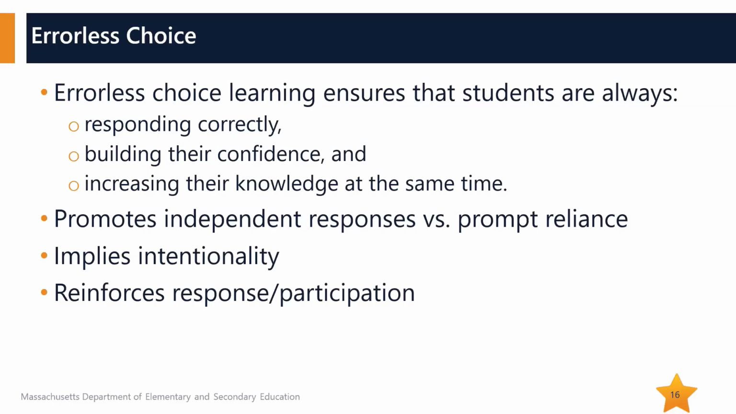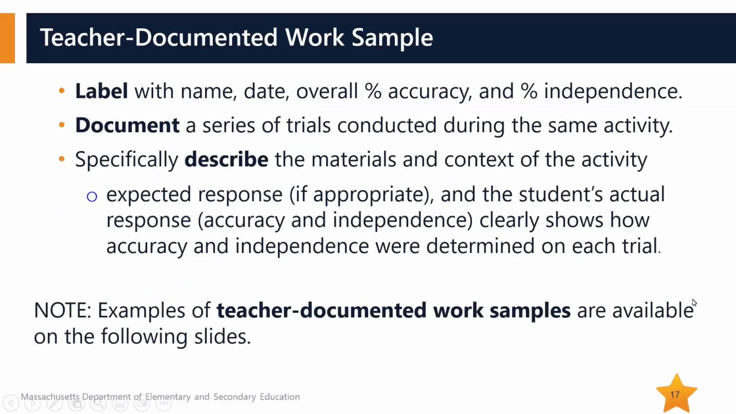All right, let's move on. I started talking about teacher documented work samples, because these are how you're going to show those 2 pieces of evidence that we talked about that are required to make a strand complete. A teacher documented work sample is going to have the label with the name, date, and overall accuracy. It's going to document a series of trials conducted over the same time, and it's going to specifically show the materials and the context of the activity.